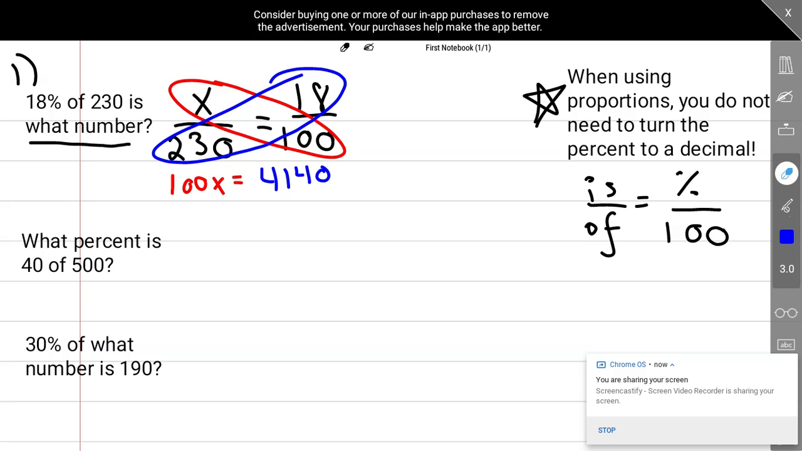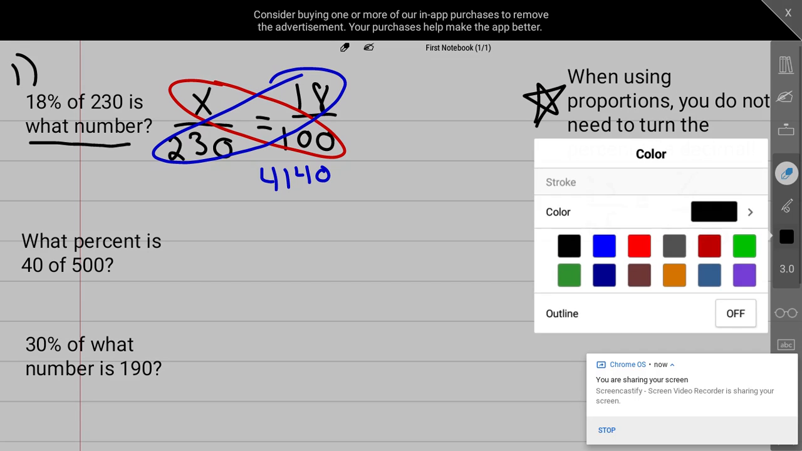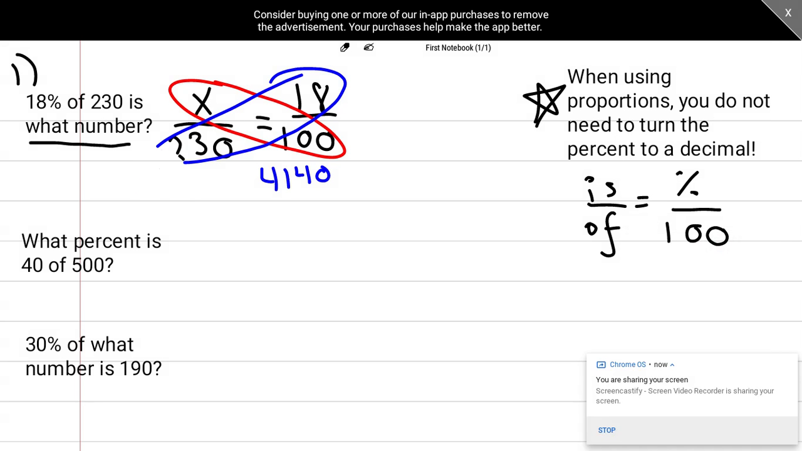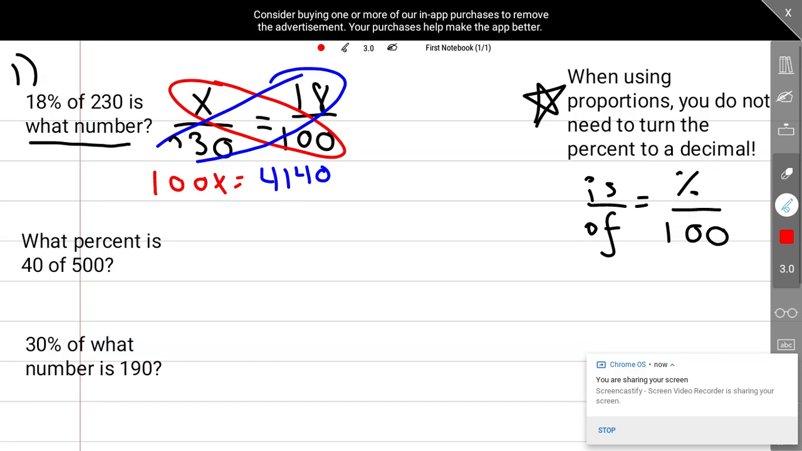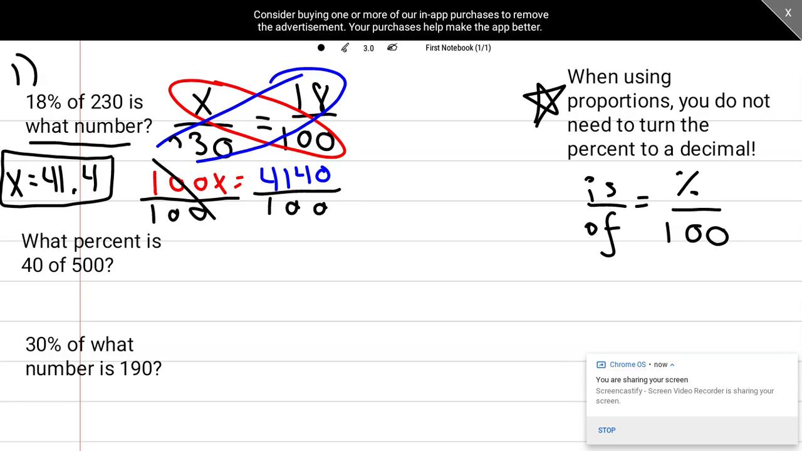So I want to have that x value all alone. So in order to get that all alone, I need to divide each side by that 100x. So let's go back to black here. 100 and 100. So now I'm just left with x equals 4,140 divided by 100 off camera, which is going to be 41.4, just like the answer for the same problem done in the last video.